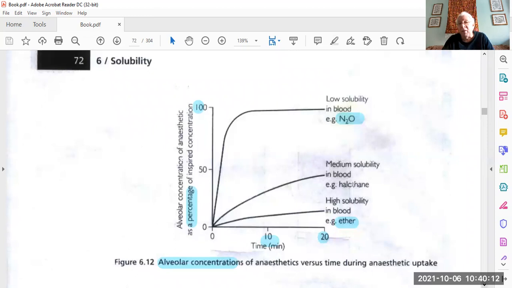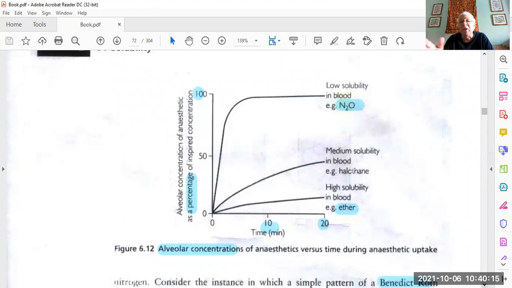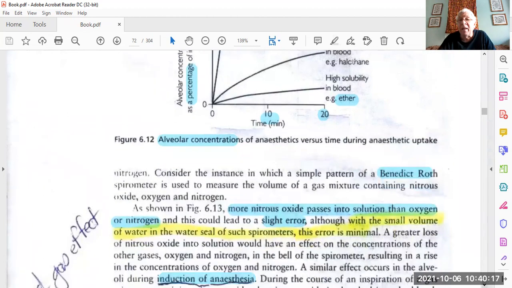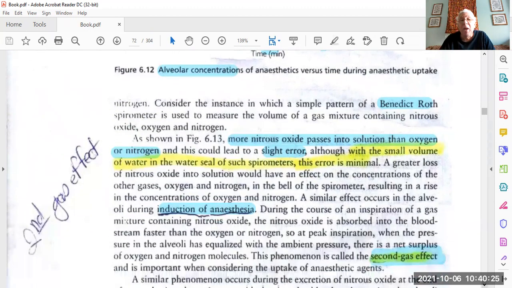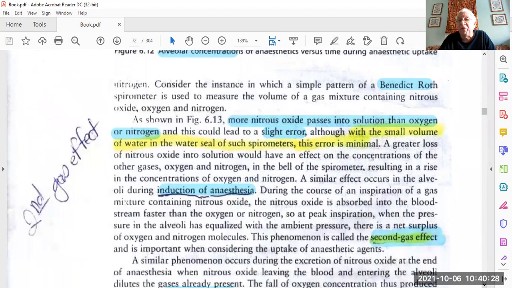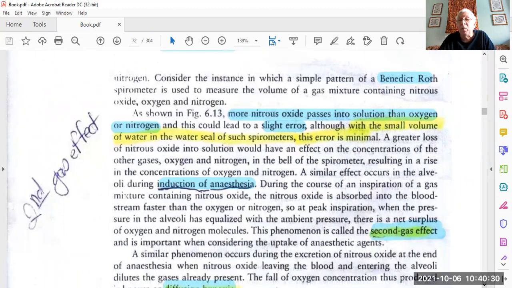Keep in mind that within a brief period, the inhalation anesthetic reaches 100% within 10 to 20 minutes. We have two concepts: what we call diffusion hypoxia and what we call the second gas effect. Whenever we have a mixture of gases, these gases affect the partial pressure, the net result of their concentration and pressure in the mixture.